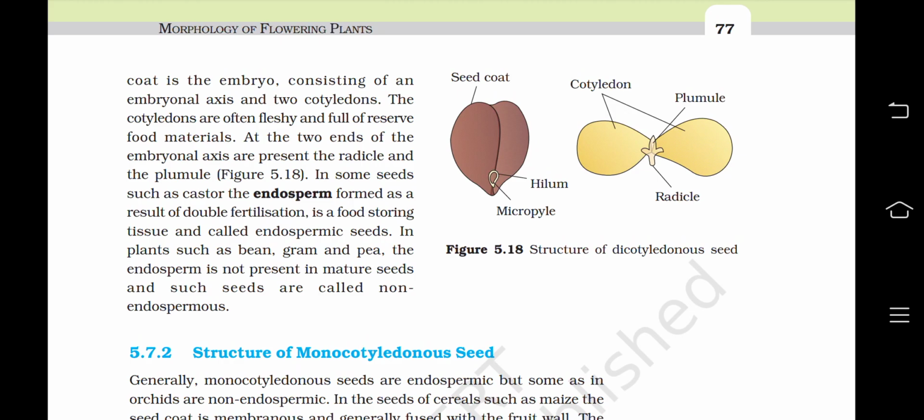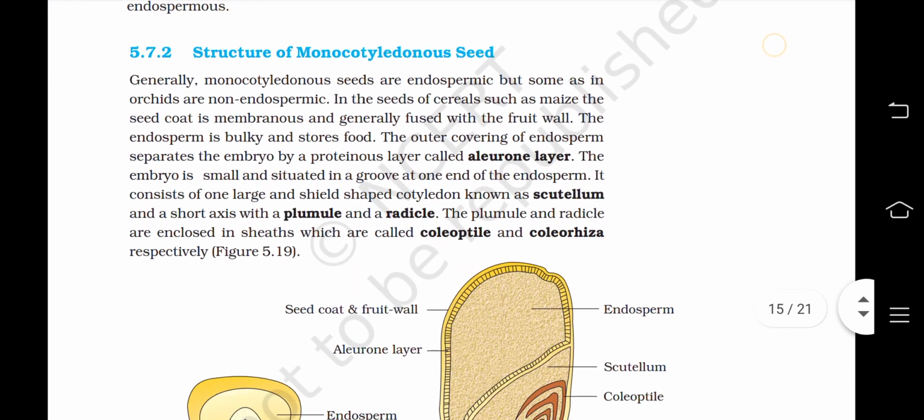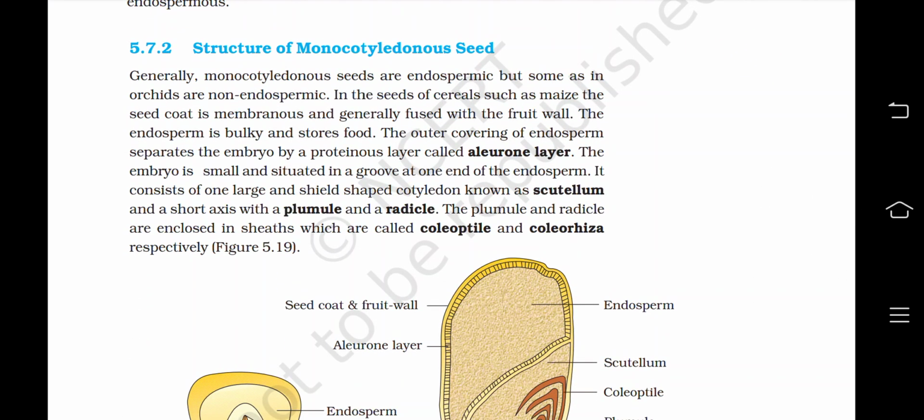Structure of a monocotyledonous seed. Generally, monocotyledonous seeds are endospermic, but some, as in orchids, are non-endospermic. In the seeds of cereals such as maize, the seed coat is membranous and generally fused with the fruit wall. The endosperm is bulky and stores food. The outer covering of endosperm separates the embryo by a proteinaceous layer called aleurone layer. The embryo is small and situated in a groove at one end of the endosperm.